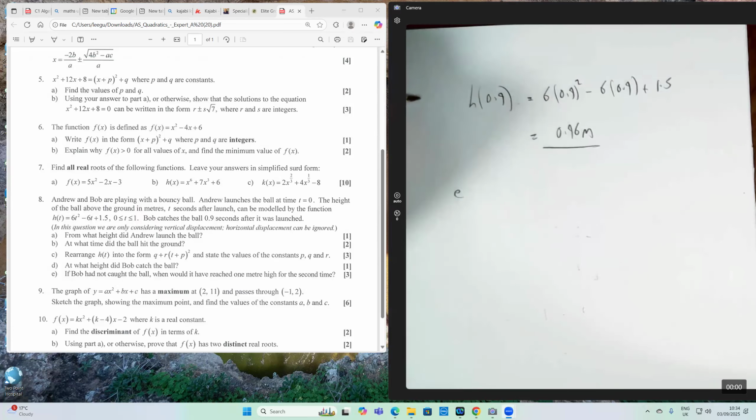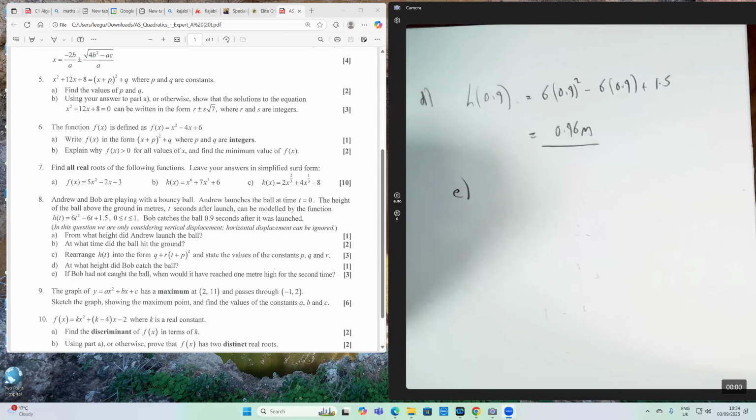Now, for the final part of this question, this modeling with quadratics, it says, if Bob had not caught the ball, when would it have reached 1 meter high for the second time? So we've got a quadratic here with a negative coefficient in front of the... Oh, no, it's not actually a negative coefficient. Okay, that's fine. So let's have a look and just see when it would have reached a height of 1 meter the second time.